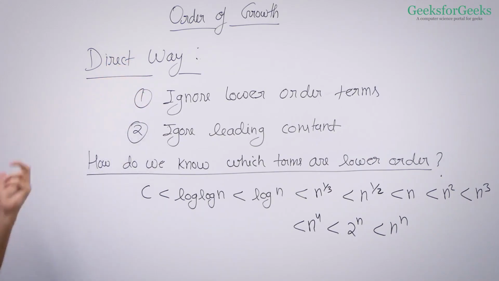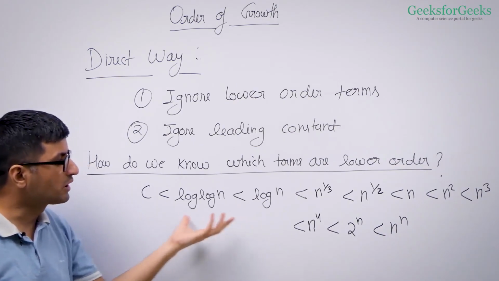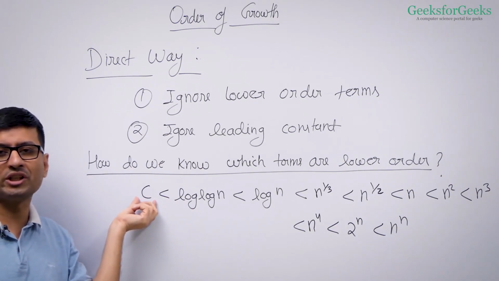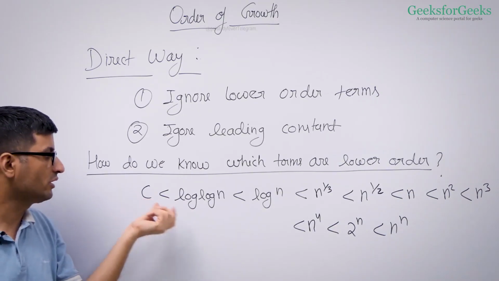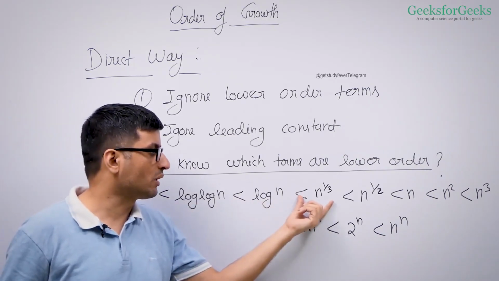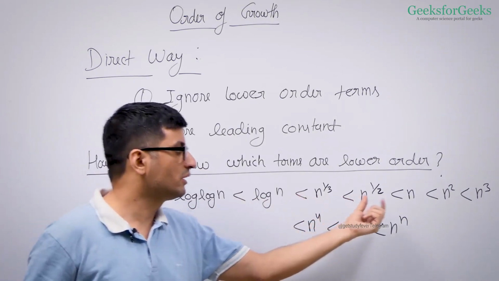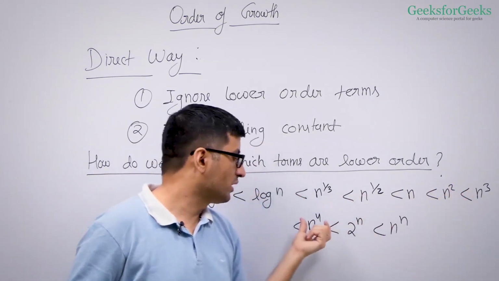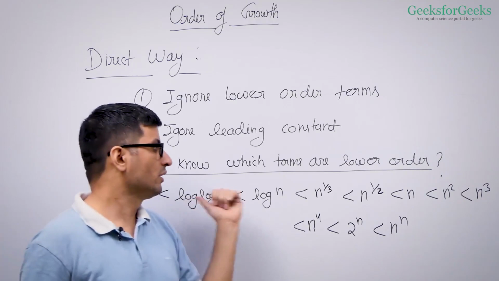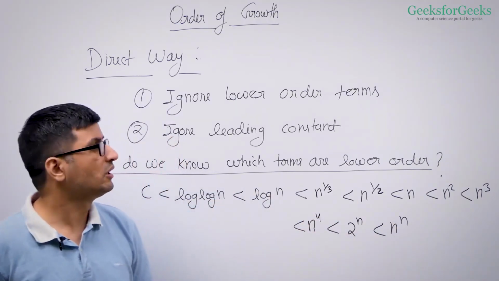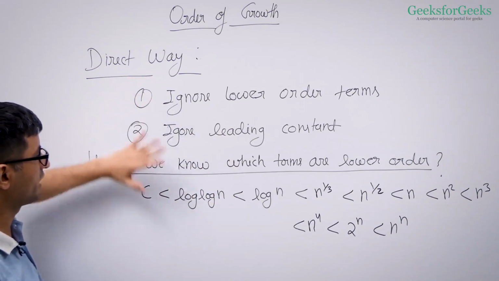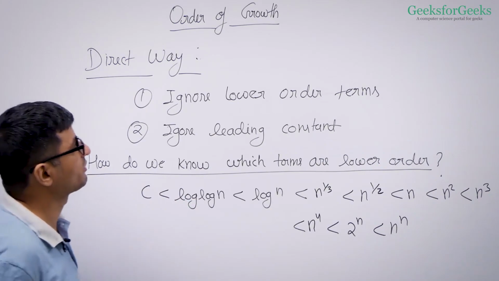Now, how do we decide which terms are lower order terms? We must remember this: constant is the lowest growing thing. It never actually grows, it remains constant. Log n grows faster than constant, then n raised to the power 1/3, then n raised to the power 1/2, then n square, n cube, n^4, 2 raised to the power n, n raised to the power n. These are the commonly seen terms in algorithms. Now we talked about ignoring lower order terms, ignoring leading constants, and then how do we decide which one is lower? Let's do some examples.